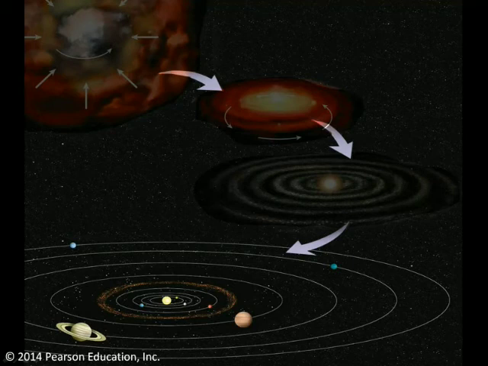So that's the basic idea behind the Nebular Theory. It's basically an explanation for where the solar system came from.